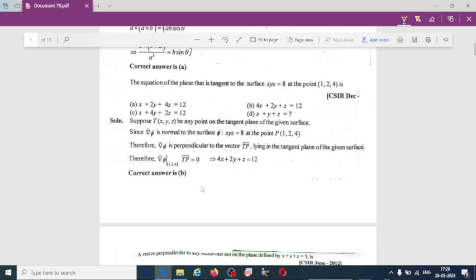If you solve these questions, you can definitely solve the questions that come in the exam.